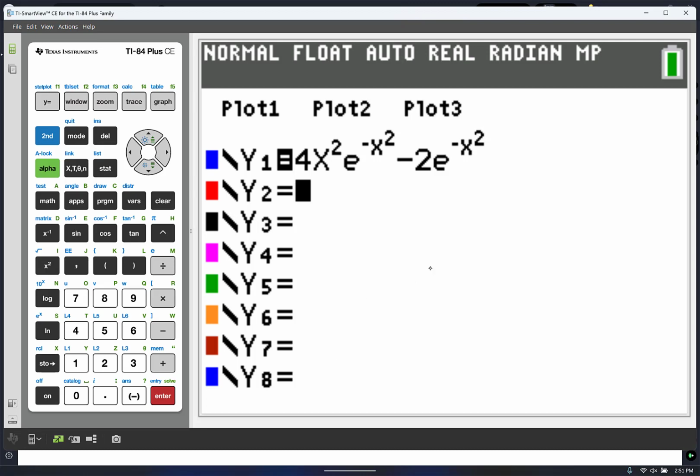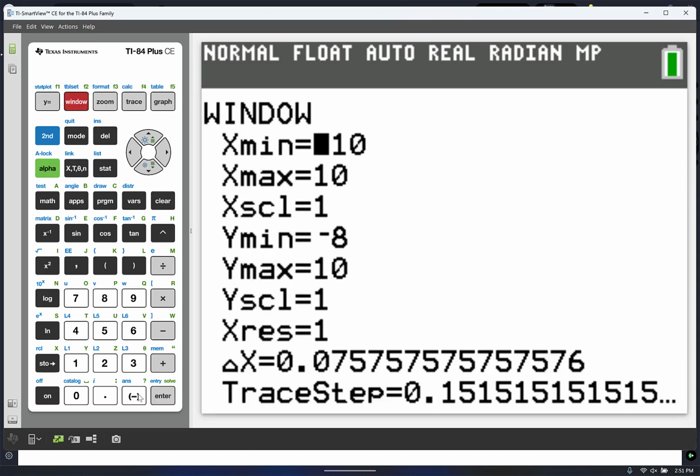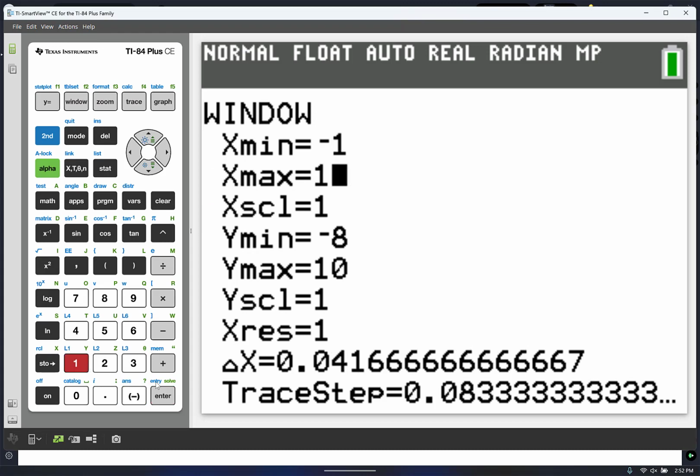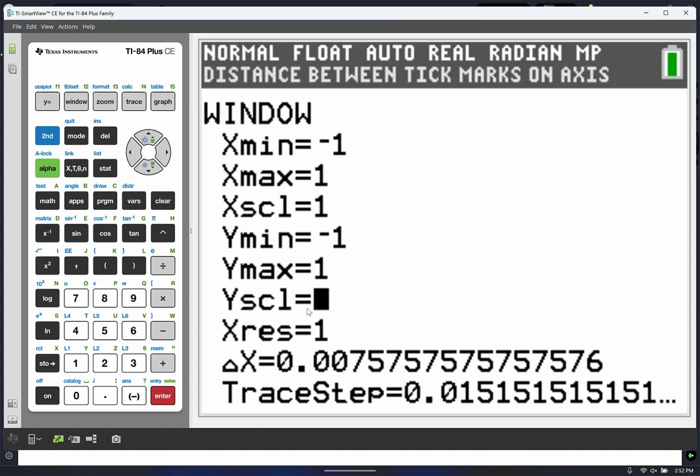Before we start, does everyone agree this is your second derivative? Okay. So I want you guys to push window. I'm going to go from negative 1 to 1. You only care about where you cross the x-axis. So on y min, make it negative 1. On y max, make it 1. Don't worry about the x resolution and all that good stuff. Push graph.